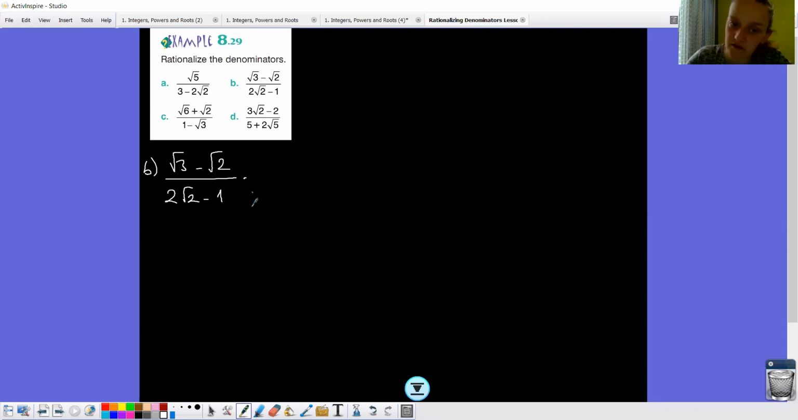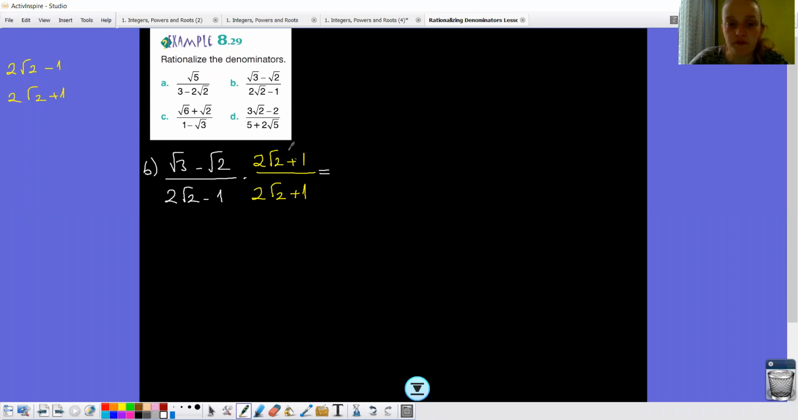So the rule for this is to multiply with the conjugate of the denominator. So if the denominator is 2 root 2 minus 1, the conjugate will be, if I just change the sign here, 2 root 2 plus 1. Then I am multiplying and dividing with the same number.